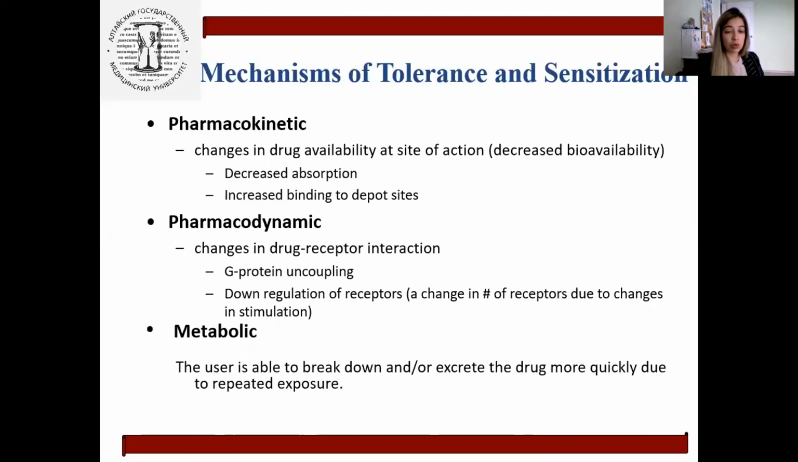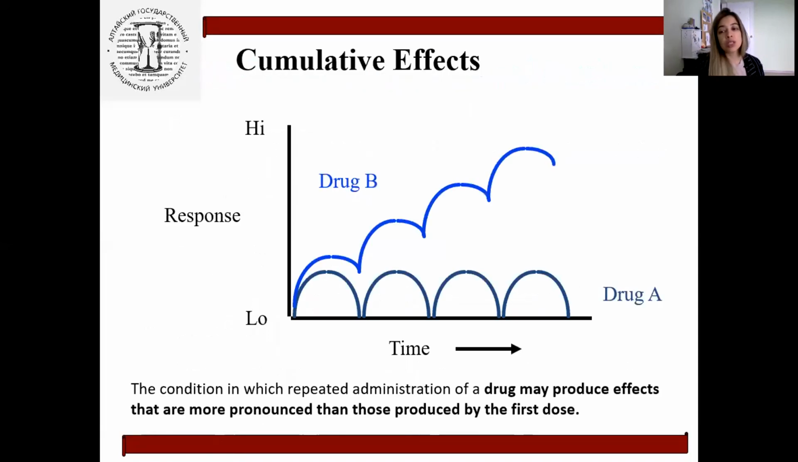And also it can be metabolic. The user is able to break down or excrete the drug more quickly due to repeated exposure. So your body, for example, your liver can work more actively for metabolizing the drug and then excreting it from the body. That is why it affects less. And excretion can be also increased by your kidneys, for example. Yes. What can also be?